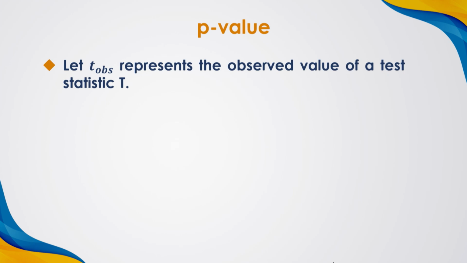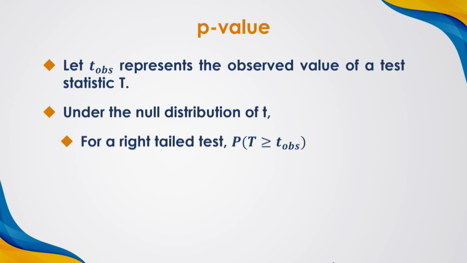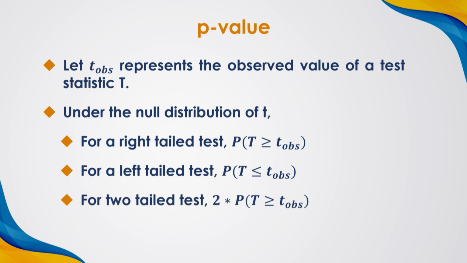Let us define T observed as our observed value of the test statistic T, and under the null distribution of T, the p-value is the probability of capital T more than T observed. For a left-tailed test, we calculate the p-value based on the probability of capital T less than T observed. Suppose you are testing a two-tailed hypothesis, the p-value can be computed using 2 times the probability of T more than T observed.